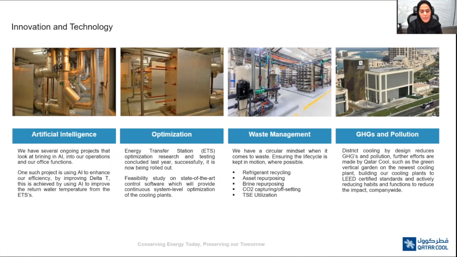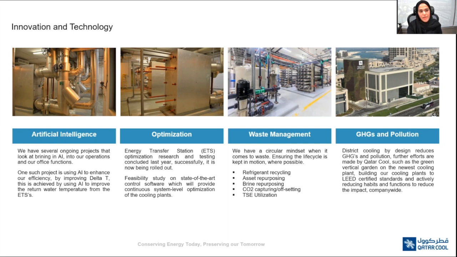Innovation and technology play a crucial role in driving sustainable operations in our plants. We understand that embracing advancement in technology and harnessing innovative solutions are key to achieving our sustainability goals. Here are a few ways in which we deeply integrate innovation and technology into our plant operations. For example, the artificial intelligence, we have several ongoing projects that look at bringing in AI into our operations and our office functions. One such project is using AI to enhance our efficiency by improving delta T. This is achieved by using AI to improve the return water temperature from the ETS.